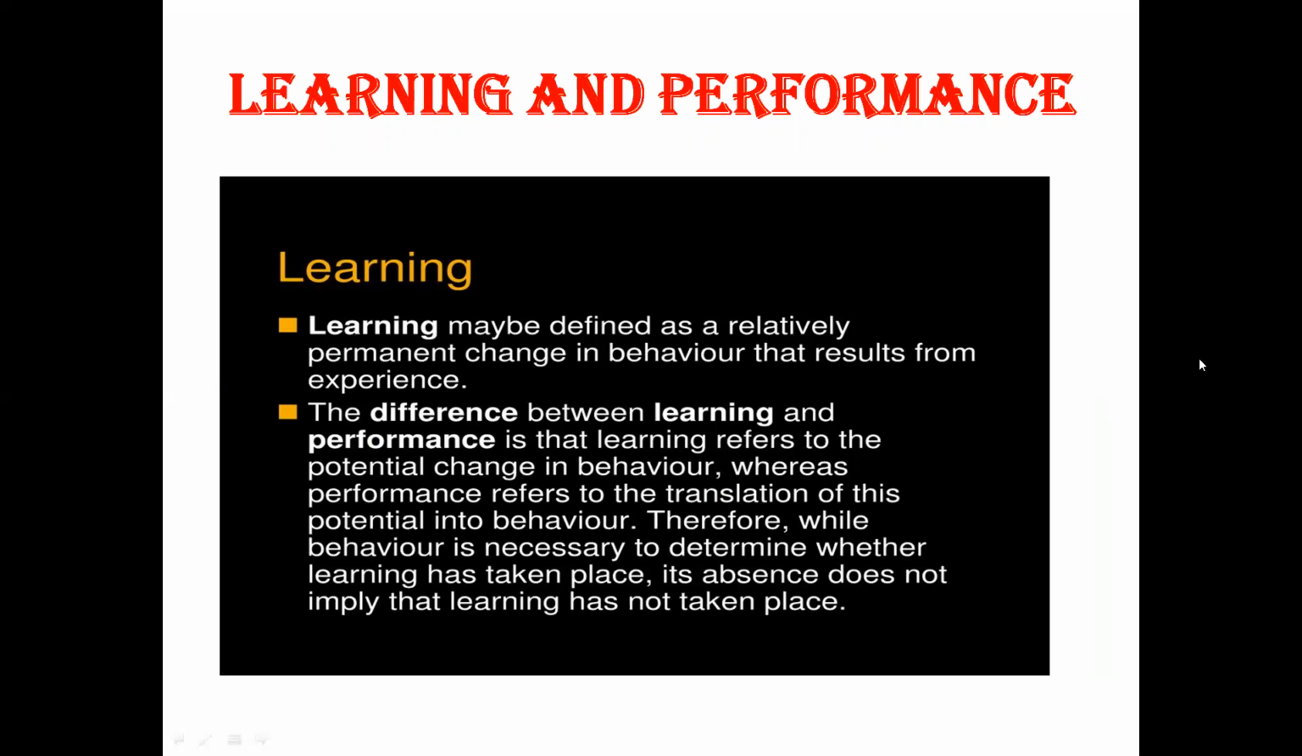Now, learning and performance. Learning can be defined as a relatively permanent change in behavior or behavioral potential produced by experience. We have already done that. So, what is the difference between learning and performance? Learning is something which is inferred, whereas performance is something which is observable because there is a translation of the behavioral potential into actual behavior. So, while behavior is necessary to determine whether learning has taken place or not, its absence does not imply that learning has not taken place.